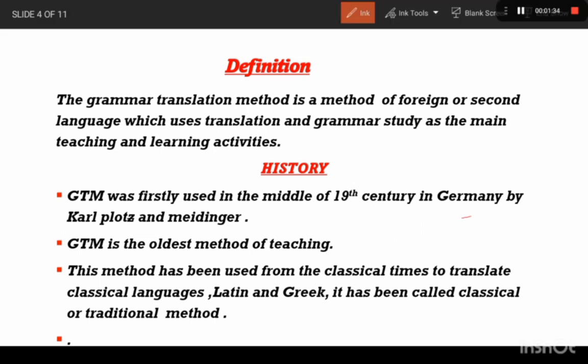History of GTM. GTM was first used in the middle of the 19th century in Germany by Karl Pearce and Medinger. GTM is the oldest method of teaching. This method has been used from classical times to translate the classical languages Latin and Greek. It has been called the classical or traditional method.